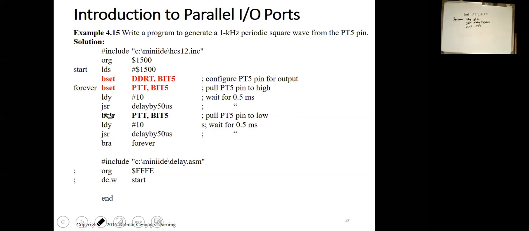So how can we complement only bit number 5? Yes, XOR. Yes, Yazan and Muhammad. Yes, we can use XOR.